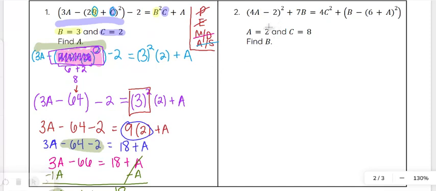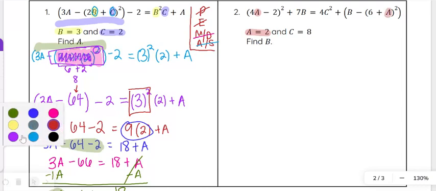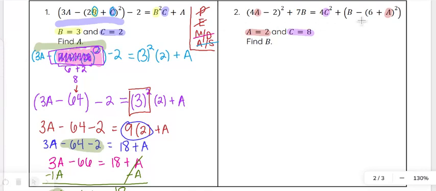Now let's take a look at number 2. So on number 2, we have a similar process. We have a, which is 2, and we're going to put 2 in for a here and over here. And then we will also do the same thing for c. c is 8, so we're going to put 8 right here. So we're going to follow our order of operations again once we get them plugged in. So I'll go ahead and write those out.